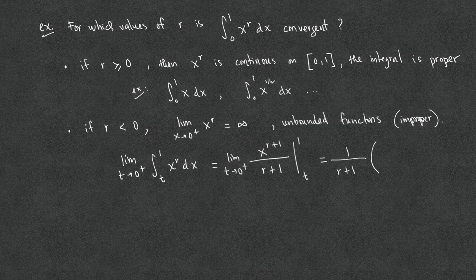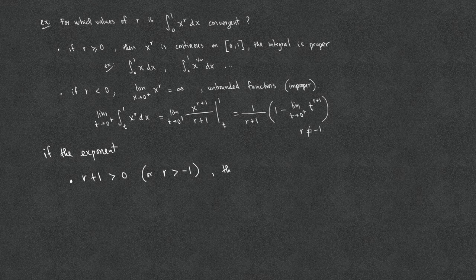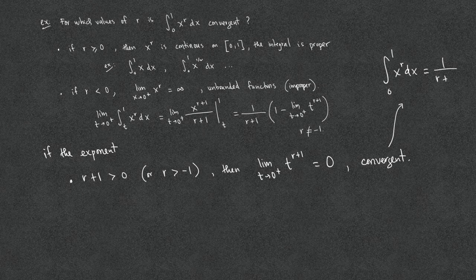This is 1 over r plus 1 times the quantity 1 minus the limit as t goes to 0 from the right-hand side of t to the r plus 1, provided that r is not equal to negative 1. If the exponent r plus 1 is positive, that is, r is greater than negative 1, then the limit as t goes to 0 from the right-hand side of t to the r plus 1 equals 0, so the integral is convergent and is equal to 1 over r plus 1.